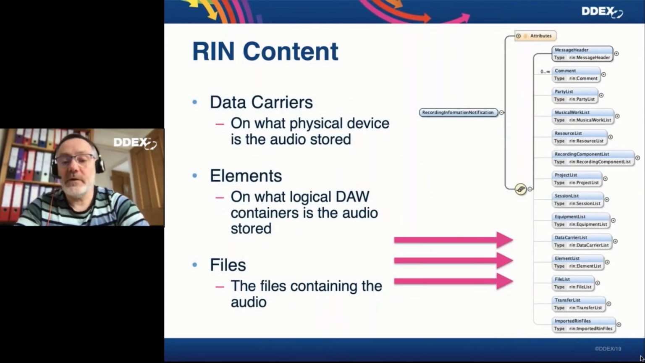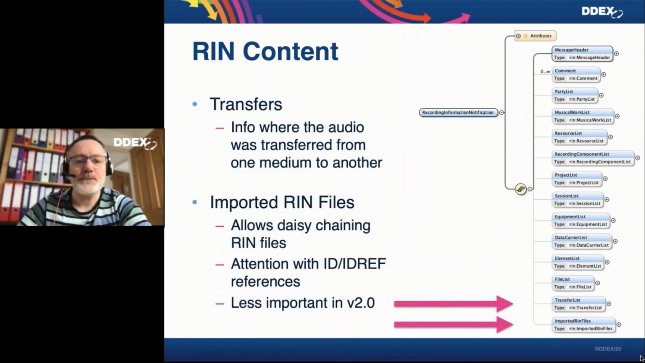And then at the tail end, we get to the data carriers, elements, and files. That's basically how is the audio, the music, actually stored. I'm not going to go into any detail there. And then the transfers. Sometimes music is simply transferred without any further input from the creative side, from one system to another system. That needs to be documented and can be documented during the transfer list down here, and then the imported RIN files, which kind of allows daisy chaining RIN files.